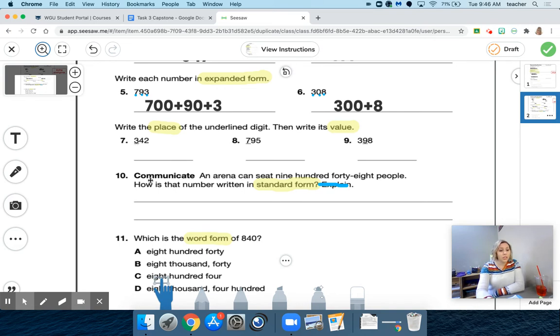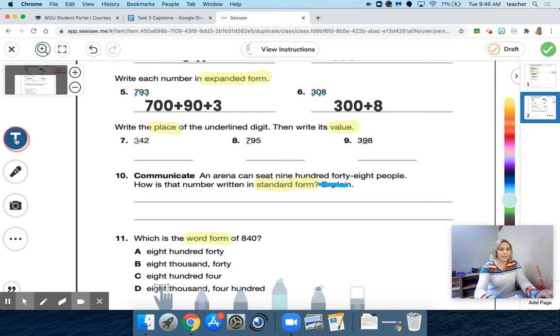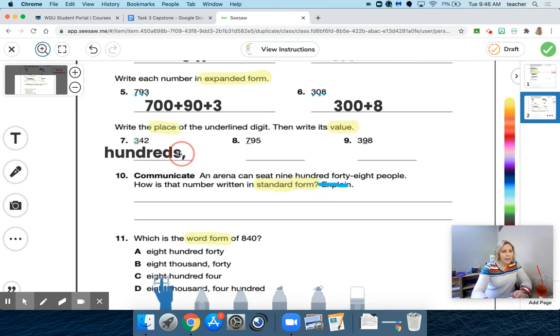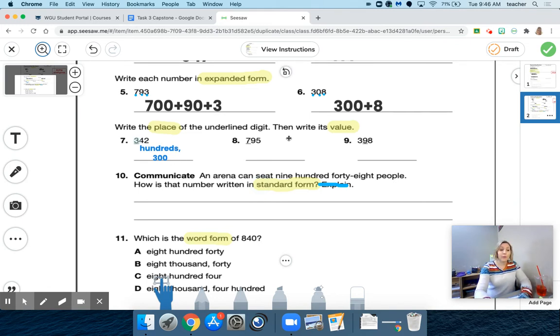So this underlined digit is the 3. Since this 3 is underlined, that's the one I need to figure out. It's underlined in 342. It is in the hundreds place. And I also need to figure out how much it's worth. Since it's 3 in the hundreds place, it is worth 300. And I'm going to shrink it down and move it onto the line. And I'm going to change the color, that way it's easier to see. Hundreds, 300.